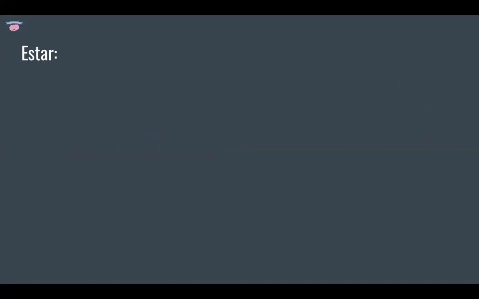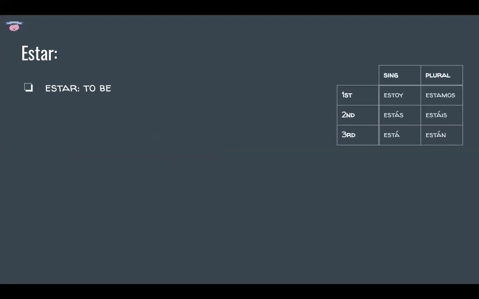Estar. So what about the things that we didn't cover on the previous slides? Like location of a general thing, like I am 3 feet away from you. That's where you would use estar, another form of to be in Spanish. This one's conjugation is estoy, estás, está, estamos, estáis, están. Notice that all of them have accents except the first person, estoy and estamos. So it's important to memorize these verbs.